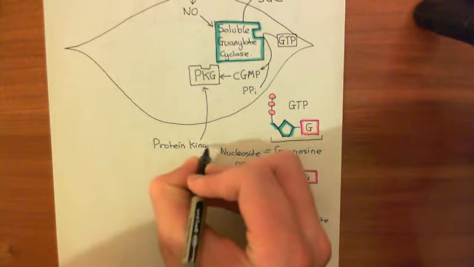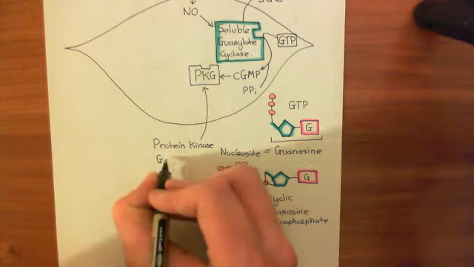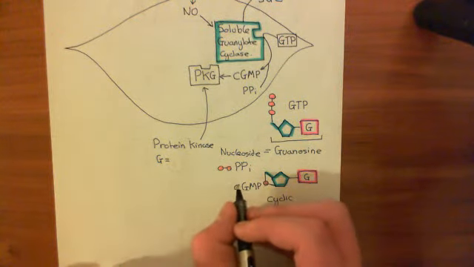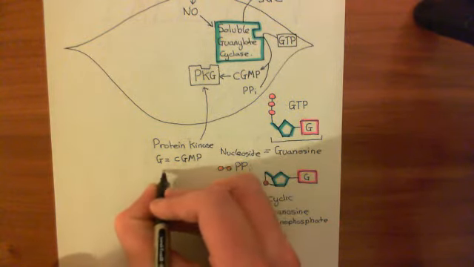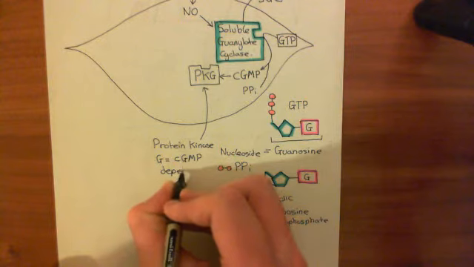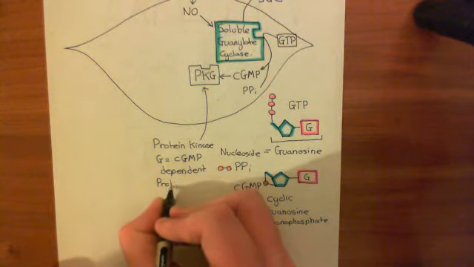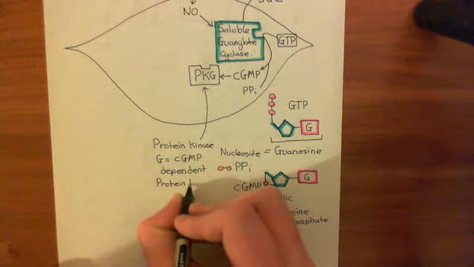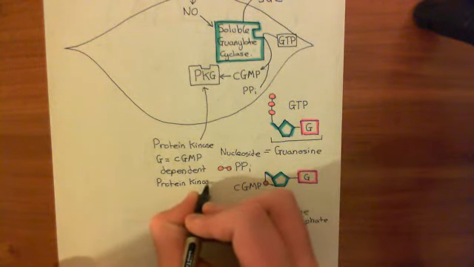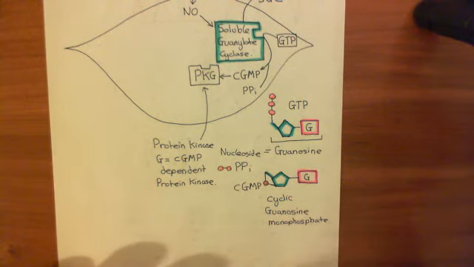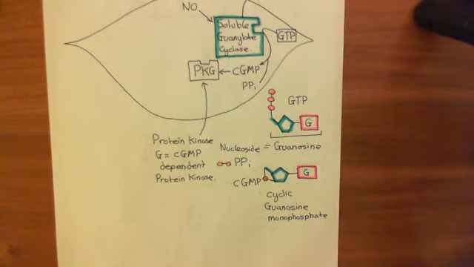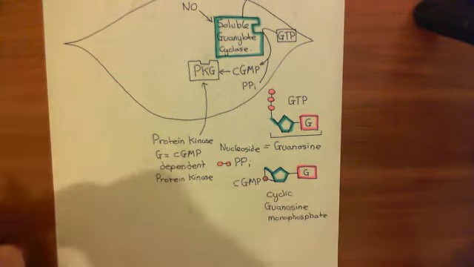This is protein kinase G. And its other name, which you will see occasionally in the literature, and even Wikipedia uses this other name, is cyclic GMP-dependent protein kinase. So both of those names are referring to the same thing, basically. This enzyme, which is a serine threonine kinase, is going to be activated by cyclic GMP.